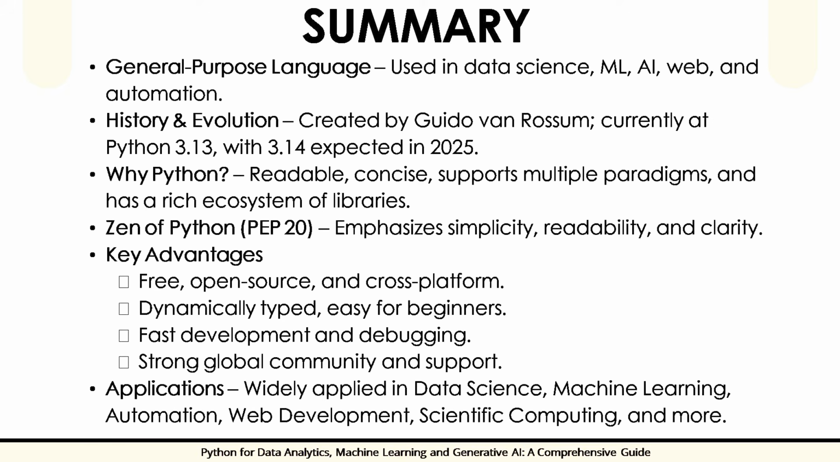The Zen of Python, PEP 20, reminds programmers to focus on simplicity, clarity, and readability. Python is free, open source, cross-platform, dynamically typed, and beginner-friendly, making development and debugging much faster. With a strong global community offering help and resources, Python becomes one of the most popular languages in the world. Today, it is widely used in data science, AI, automation, web development, scientific computing, and many other fields.